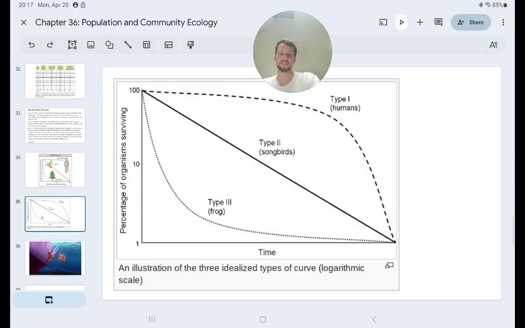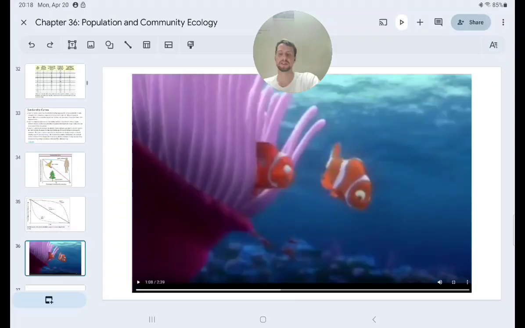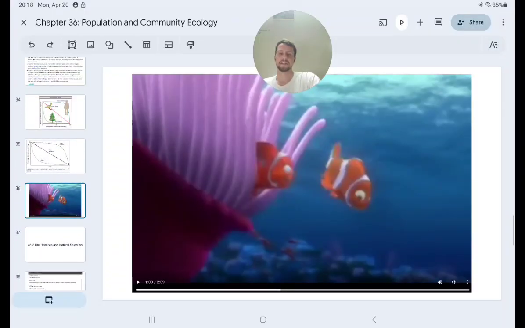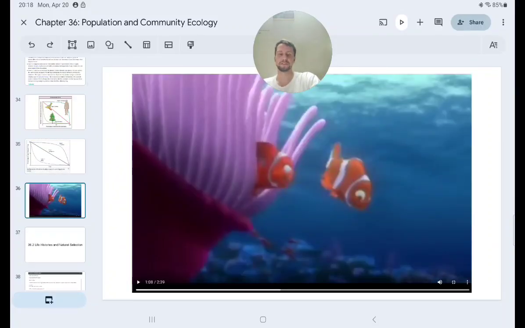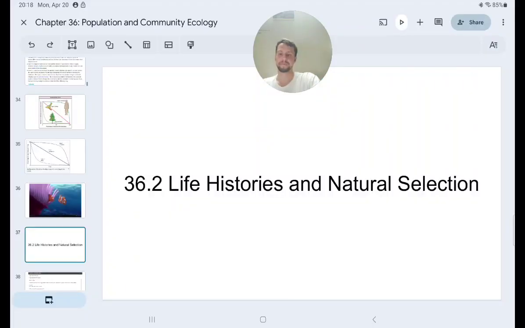Okay, so here's another example of this. You can see type 1, the mortality rate is pretty low, and then it increases drastically at a certain time. Type 3, the mortality rate is really high at the beginning, and then it decreases through time, and type 2 is in between. Okay, so like the clownfish, if you've seen Finding Nemo, that's a type 3, where all the individuals die really quickly, and then there's a few who survive for much longer. That is it for 36.1.